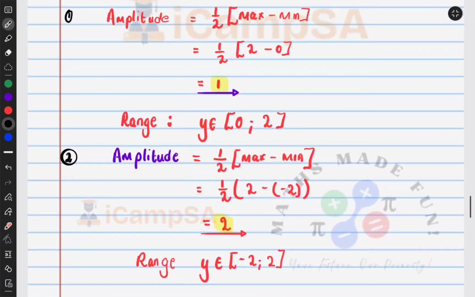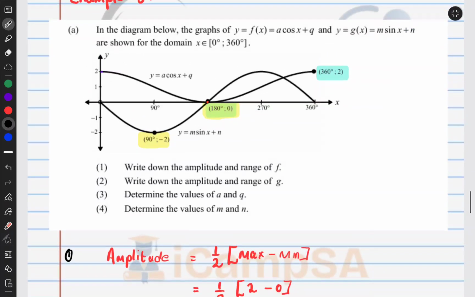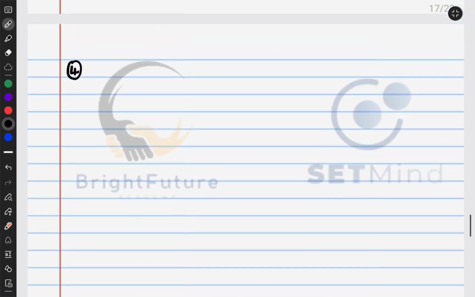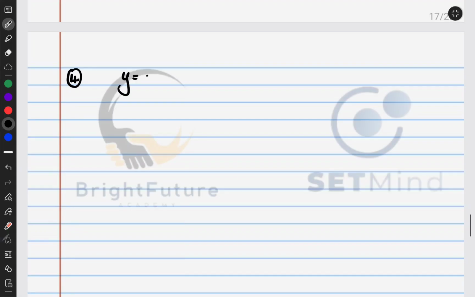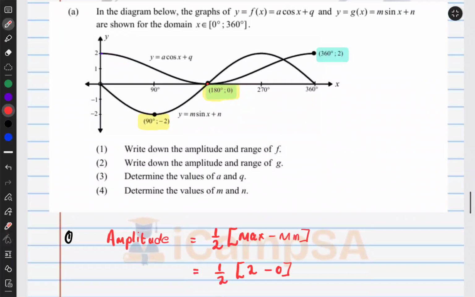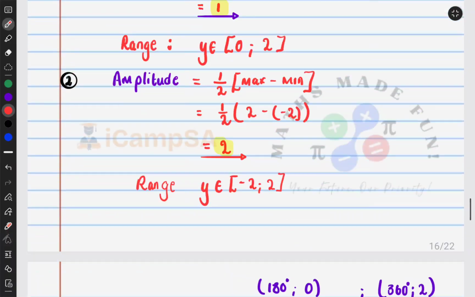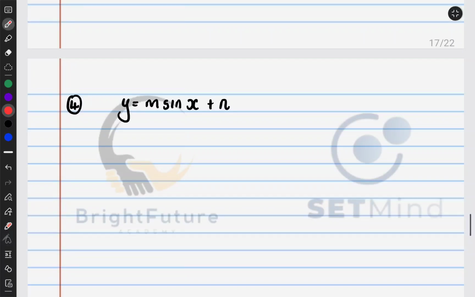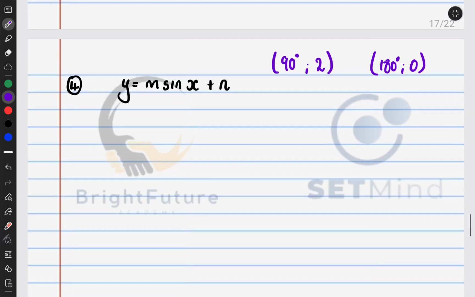Okay, so this is number 4. We are looking at y is equal to m sin x plus n, and we have two coordinates: the function passes through 90 degrees and -2, and 180 degrees and 0. So we have 90 degrees and -2, and we have 180 degrees and 0.